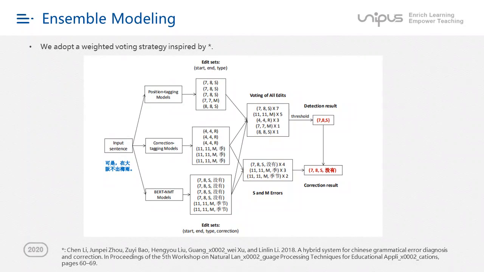In the detection stage, we collect all edits and then vote to determine the detection result. We accept an error proposal only if it gets votes more than a threshold. In this example, we set the threshold to 6. And then only the edit 78S is kept. Then, in the correction stage, we add candidate words to the detection result. In this example, the candidate word is 没有.